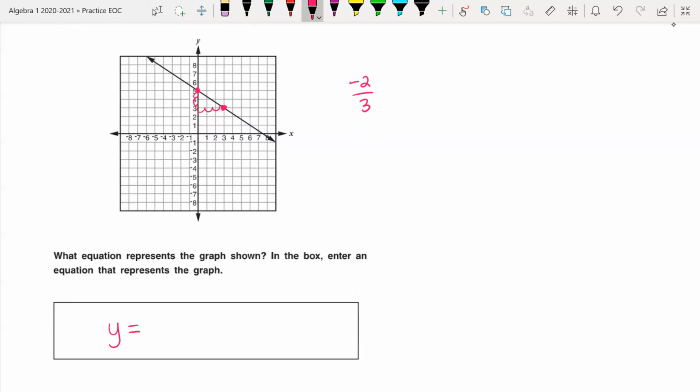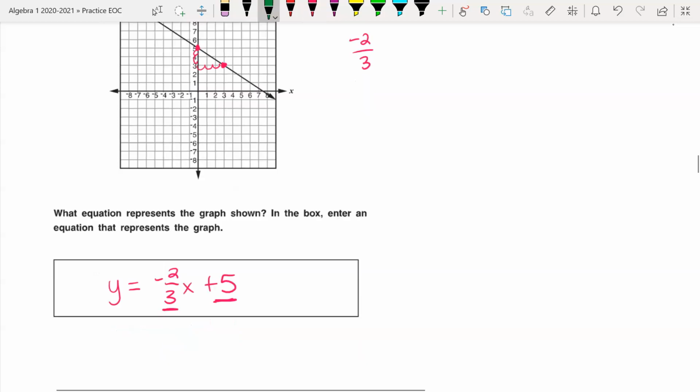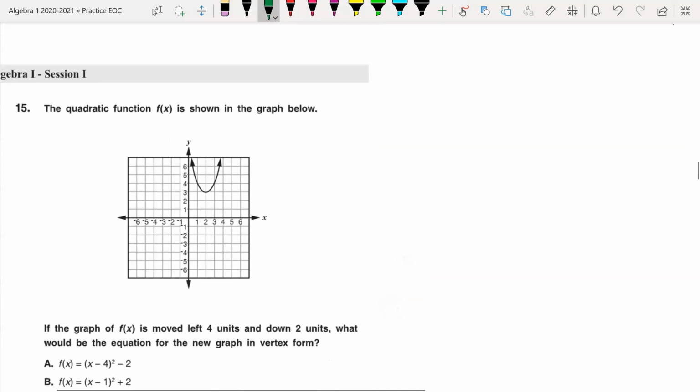So I would say y equals, and we're going to do mx plus b, negative 2/3 x plus 5. All right, so the y-intercept goes at the end, and the slope goes here. If you remember that correctly, it's not too bad. So that's slope-intercept form, or you can write any equivalent equation, but normally we try slope-intercept form. It's just the easiest one that we work with the most.